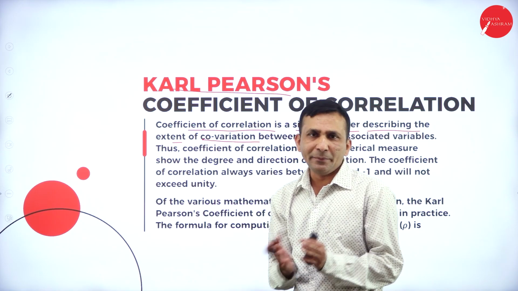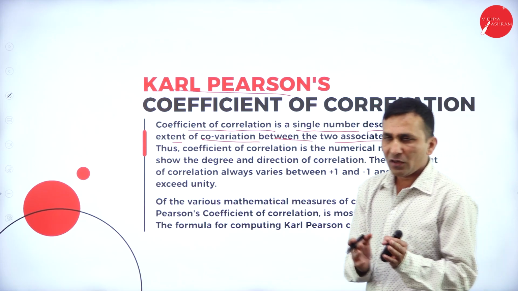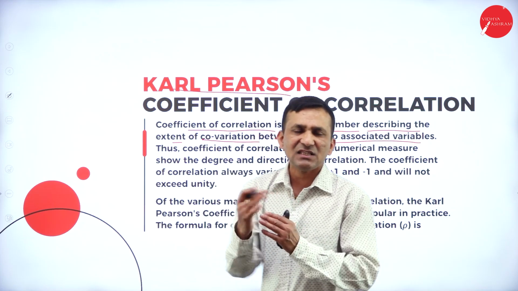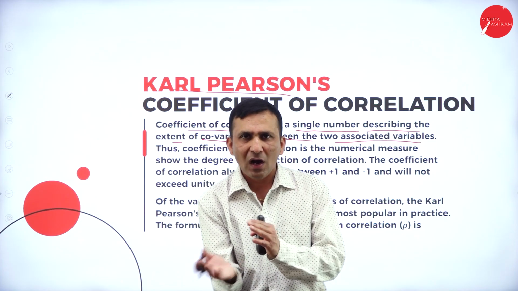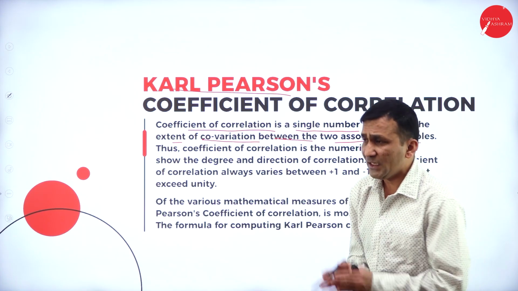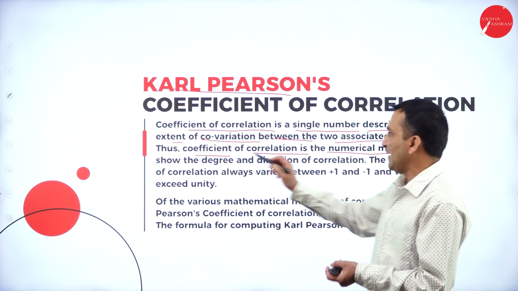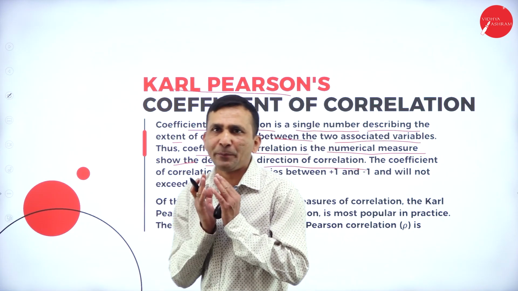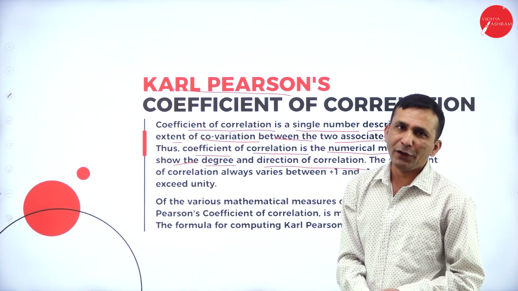We are finding the variation between two associated variables, for example the price as well as the demand. The price is considered X and the demand is considered Y. How is it influencing? If the price increases and the demand also increases, they are going in the same direction. Thus the coefficient of correlation is a numerical measure that shows the degree and the direction of the relation, either positive or negative, upward or downward. So we need to find out the variations.